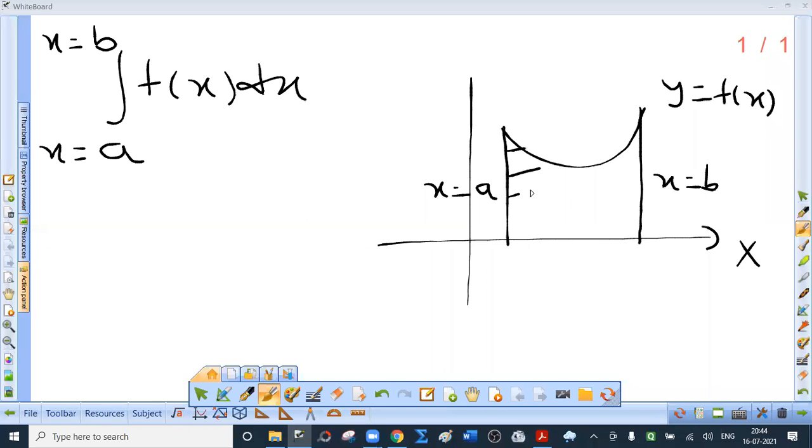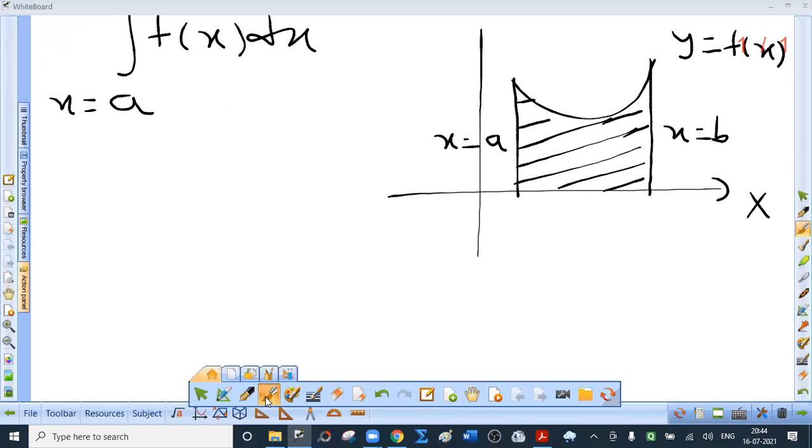See this shaded region. So the value of this definite integral represents what? The area of this region. Which region? Bounded by y equal to f(x). This is the graph. I am considering the general case. This is the graph of y equal to f(x), the x-axis, and the lines x equal to a, which is the lower limit, and x equal to b. We will consider simple examples.